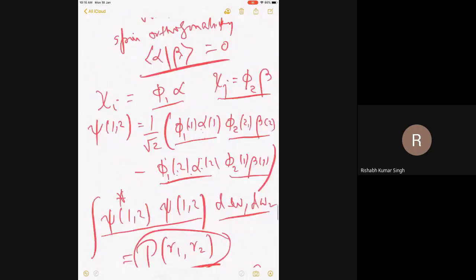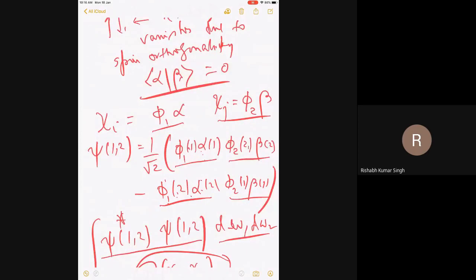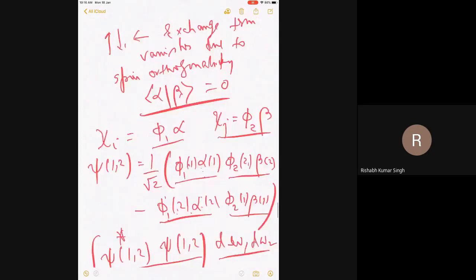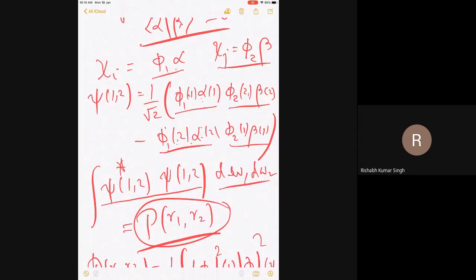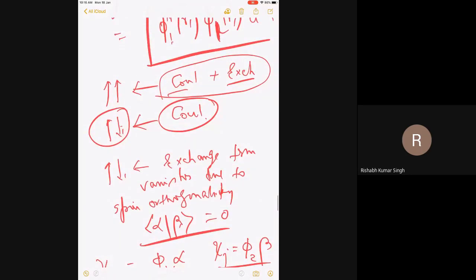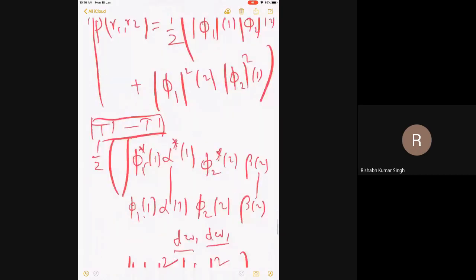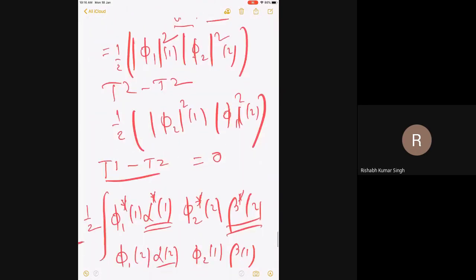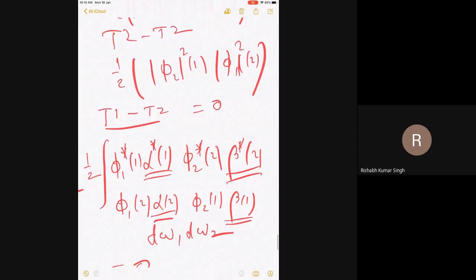If you turn this problem with a parallel spin, not this, so let's say phi 1 alpha, phi 2 alpha, then what will happen? All the 4 terms will survive, because everything is alpha, there is no beta. The fact that term 1 and term 2 did not survive was because of the integration of alpha beta. But now if these are all alphas, then everything will survive.